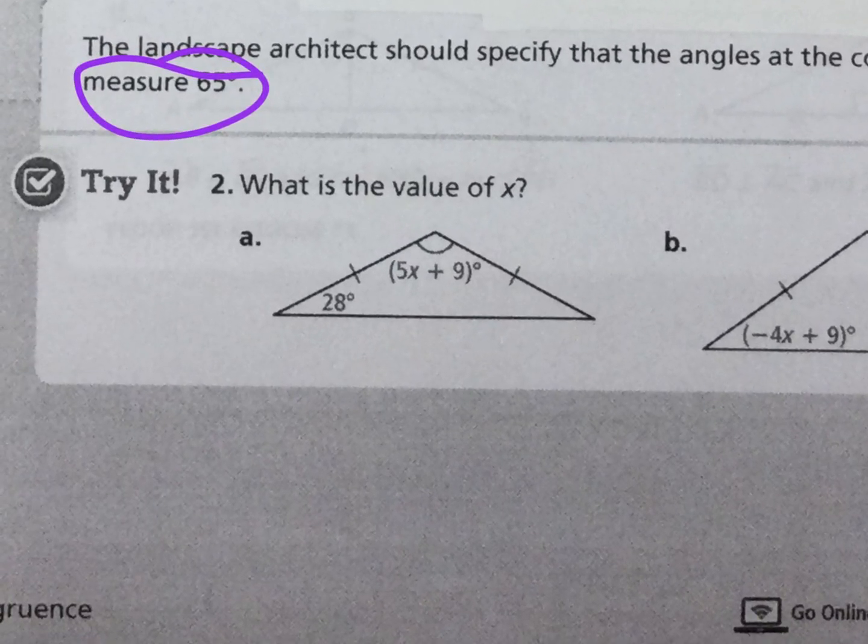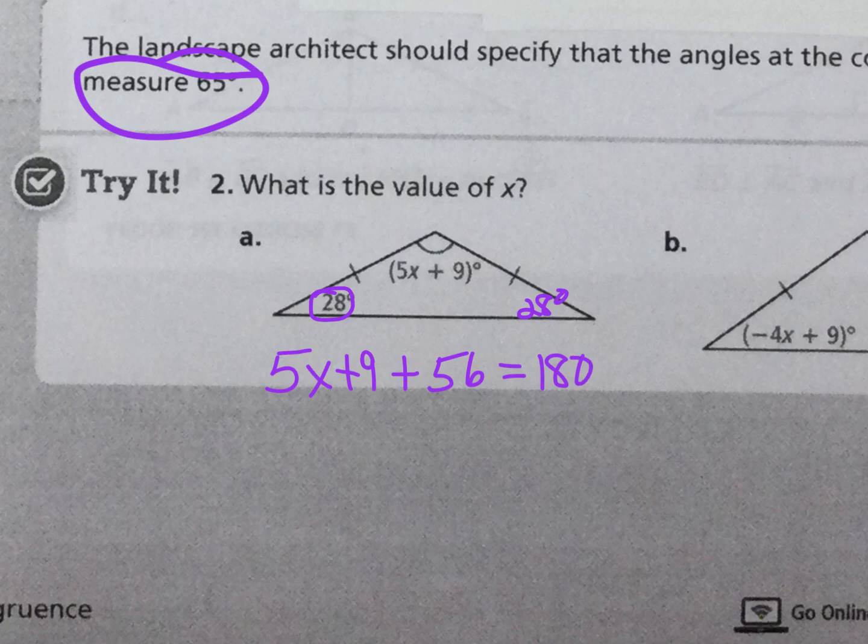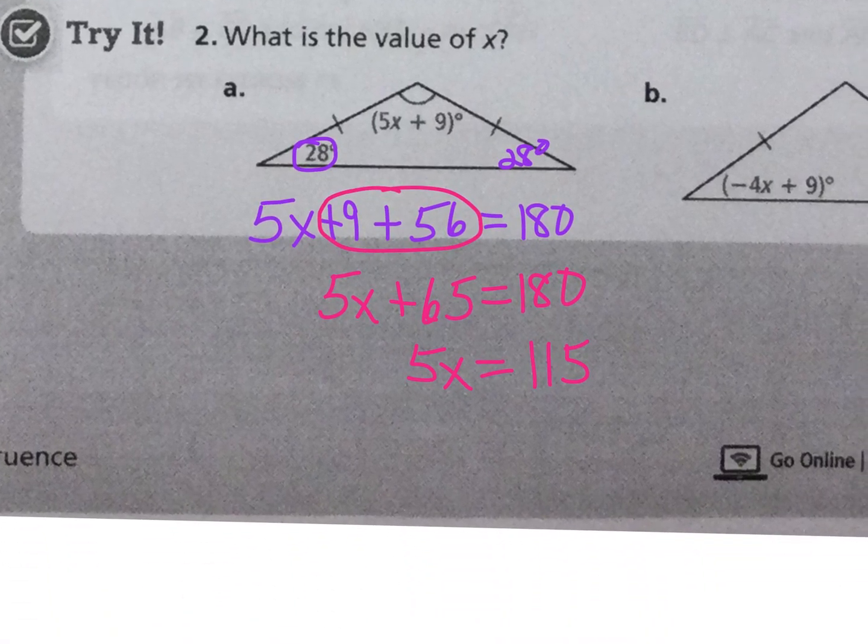Okay, so here, we're going to do the same thing. If this angle equals 28, so does this one. So I know they all, 5x plus 9 plus 56, 28 plus 28 is 56, equals 180. So I can combine these two terms, unless you did it up here. 5x plus 65 equals 180. So 5x equals what, 115. So x equals 23.